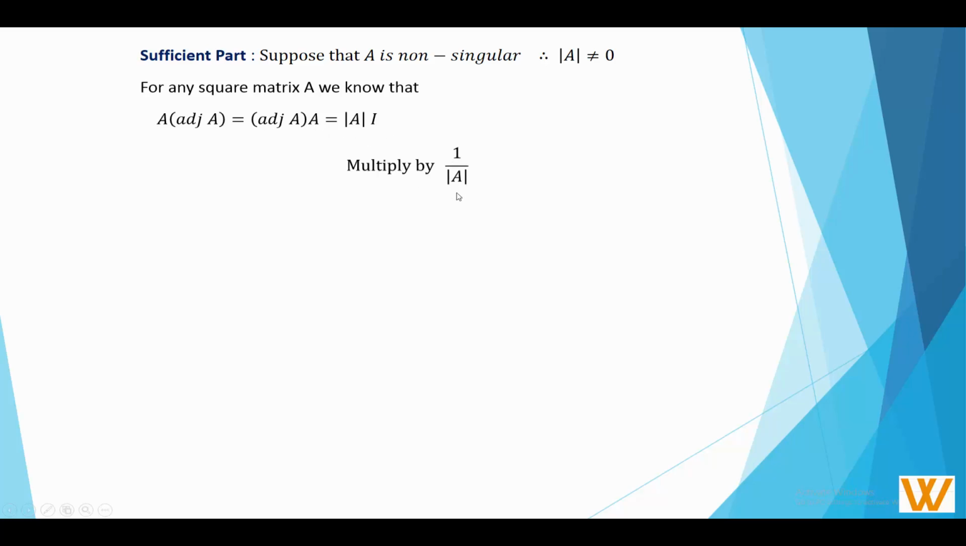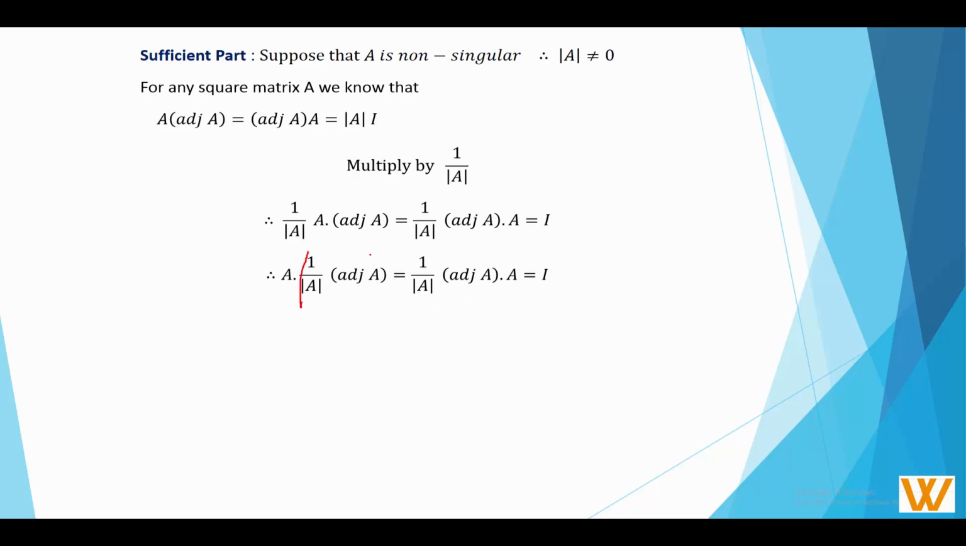Multiply each term by 1 upon determinant A. Therefore, A into 1 upon determinant A into adjoint A equals 1 upon determinant A into adjoint A into A, which equals I.